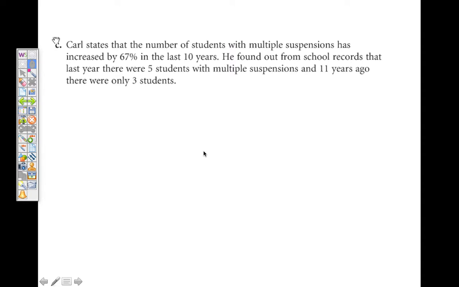Situation 3. Carl states that the number of students in multiple suspensions has increased by 67% in the last 10 years.